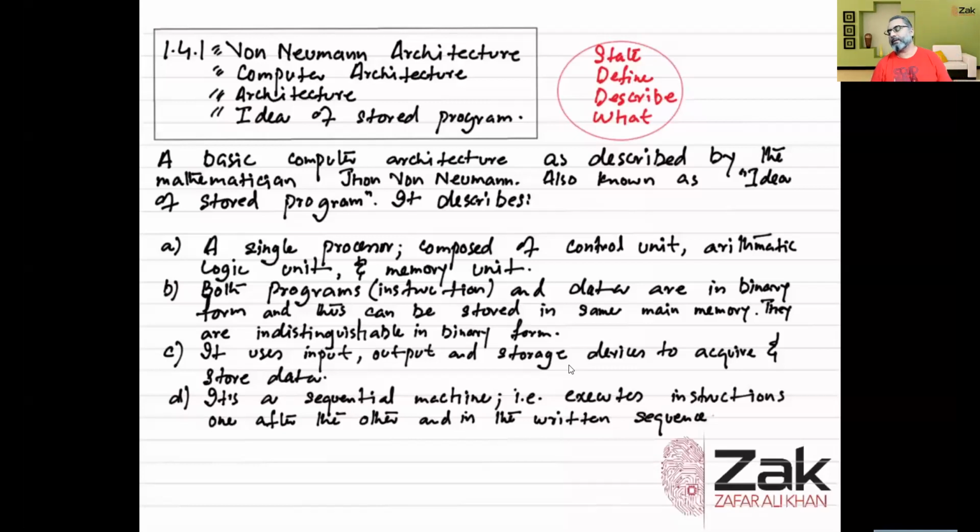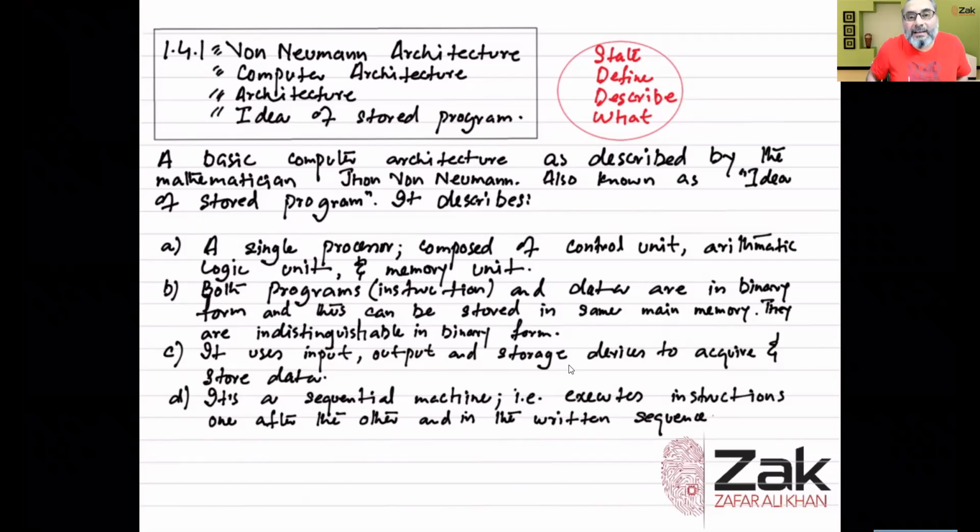Now see, Von Neumann architecture. If they say state, define, describe, what is, whatever, or they say Von Neumann architecture, computer architecture, just the architecture or idea of a stored program, in any of the cases, you have to tell them these four things. A basic computer architecture as described by the mathematician John von Neumann, also known as the idea of a stored program. It describes a single processor composed of a control unit, arithmetic logic unit, and memory unit.